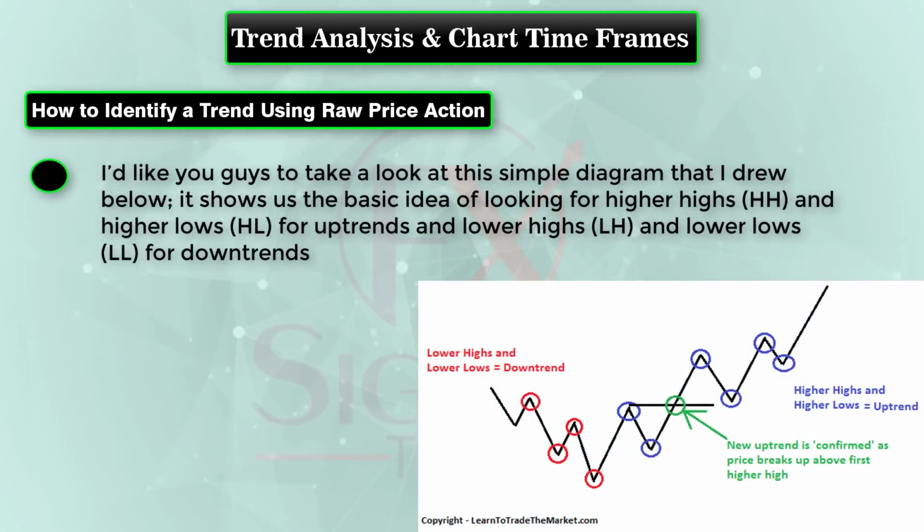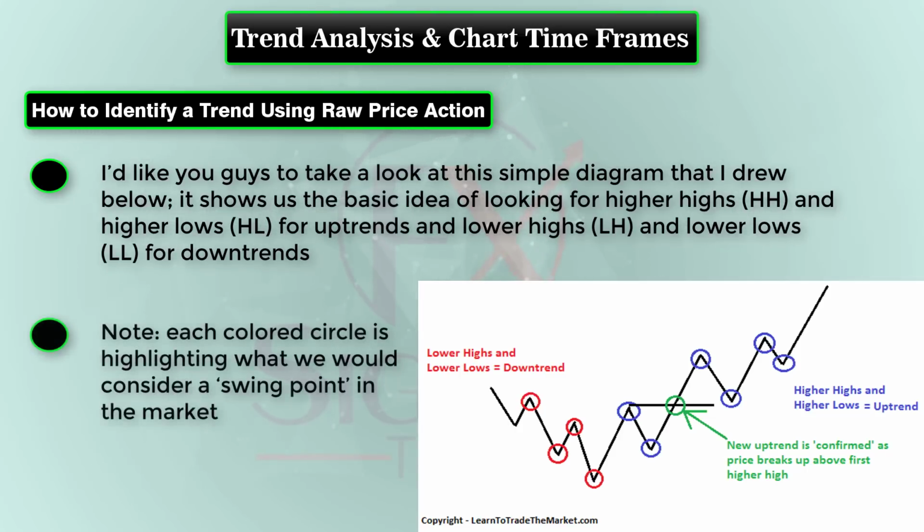I would like you guys to take a look at this simple diagram that I drew below. It shows us the basic idea of looking for higher highs and higher lows for uptrends and lower highs and lower lows for downtrends. Note, each colored circle is highlighting what we would consider a swing point in the market.